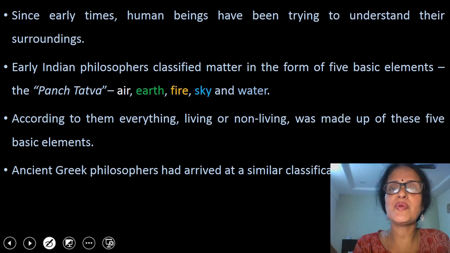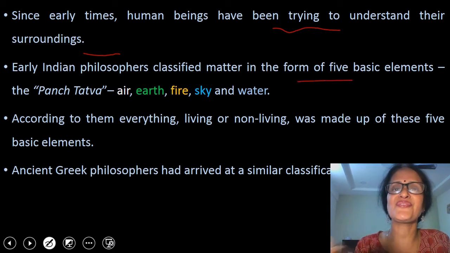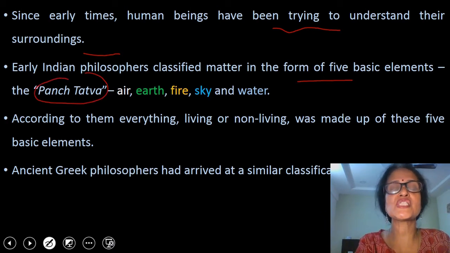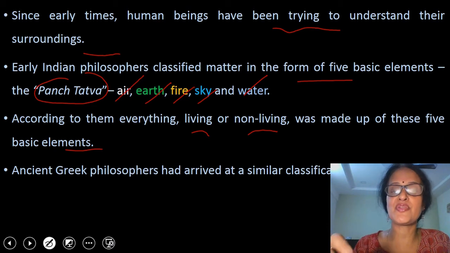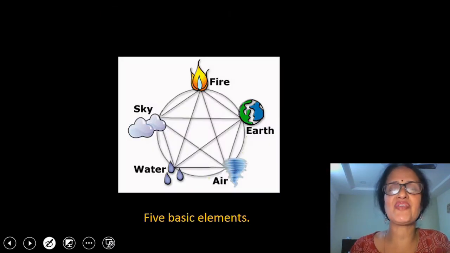Since early times, human beings have been trying to understand their surroundings, and early Indian philosophers, they classified matter in the form of 5 basic elements, which were called as Panchatattva. So what are these 5 basic elements? These 5 basic elements are air, earth, fire, sky and water. According to them, everything living or non-living was made up of these 5 basic elements. And ancient Greek philosophers, they also had the similar view. In this picture, you can see 5 basic elements.